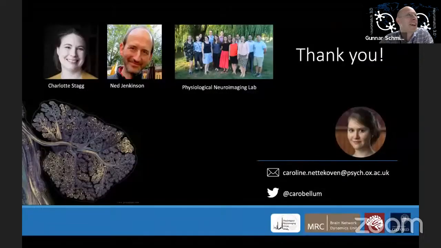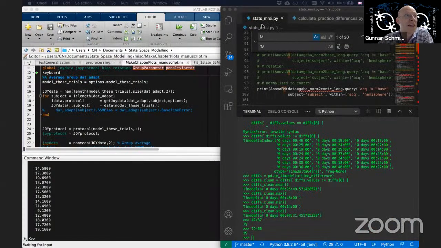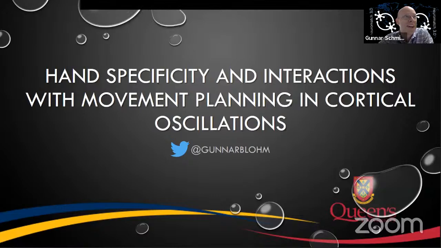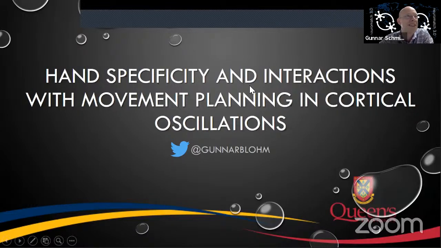I did this morning. Now let's come to the third and last talk for this session, which will be given by Gunnar Blohm from Queen's University in Kingston. He is also known as the Viking, and therefore he named his lab the Viking Lab, which stands for Vision and Kinematics Group. He is also one of the co-founders of the NeuroMatch Academy, and brewing beer is one of his favorite hobbies. Please go ahead.